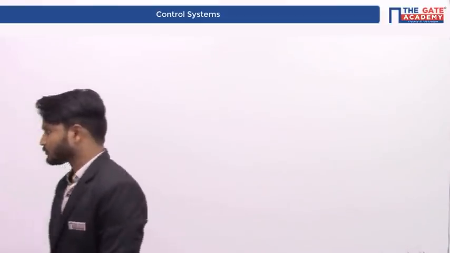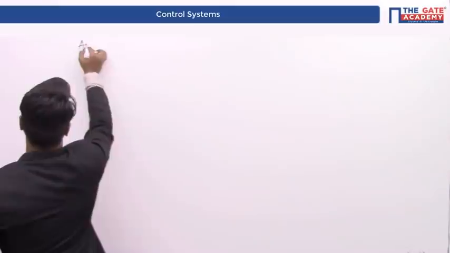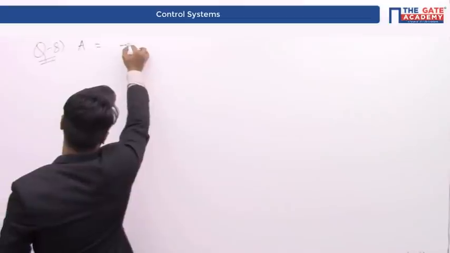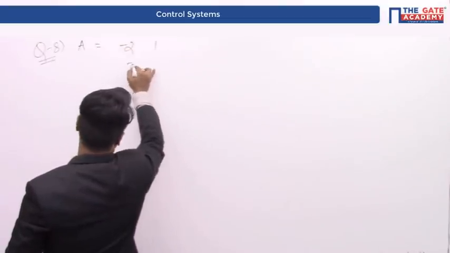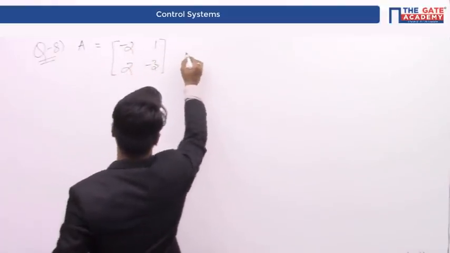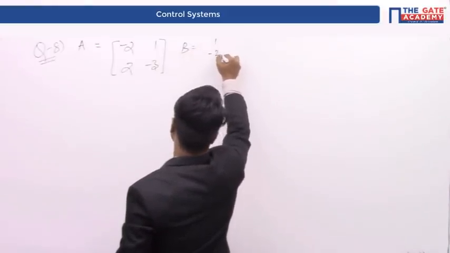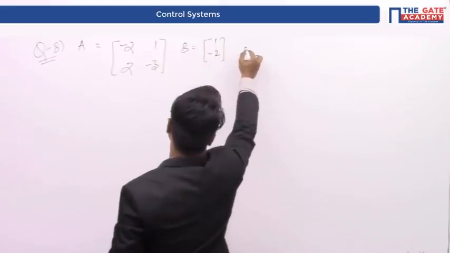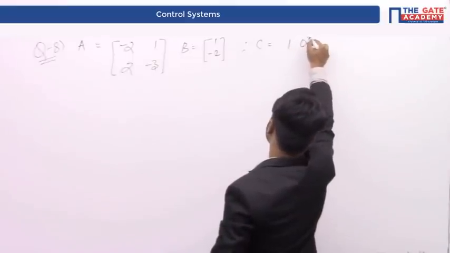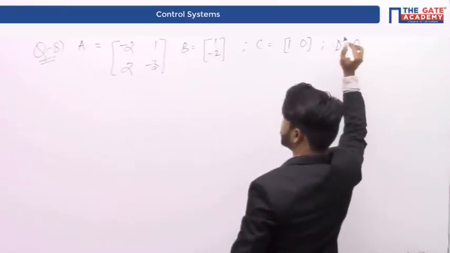Therefore, the question is like this. Matrix A is given to be [-2, 1; 2, -3], and matrix B is equal to [1, -2]. Matrix C is the row matrix [1, 0], and matrix D is anyways 0.